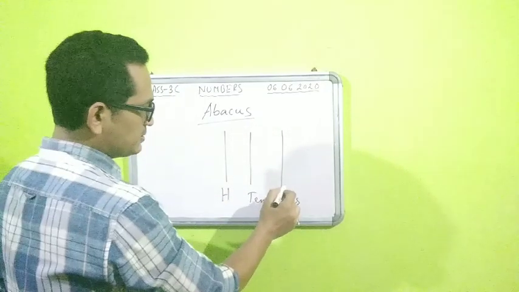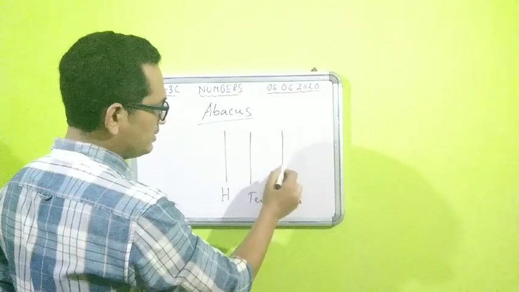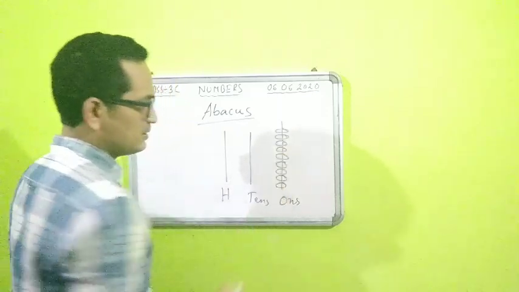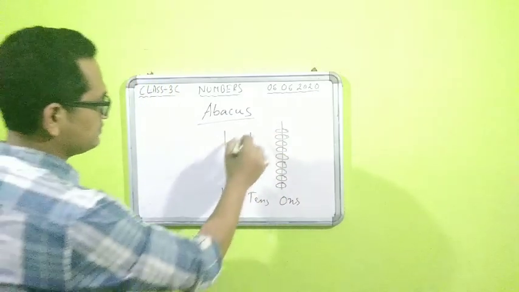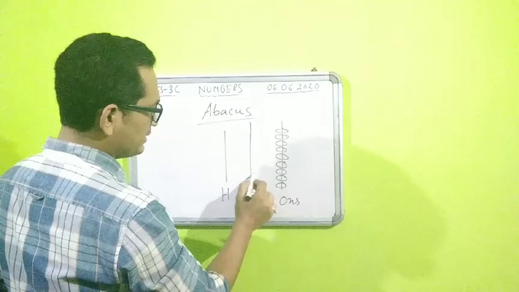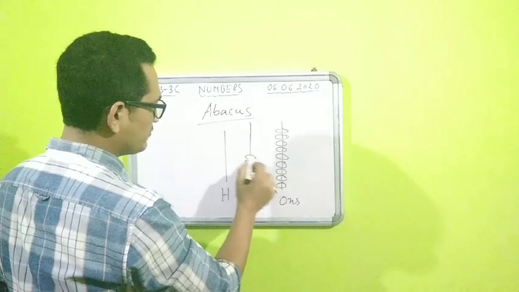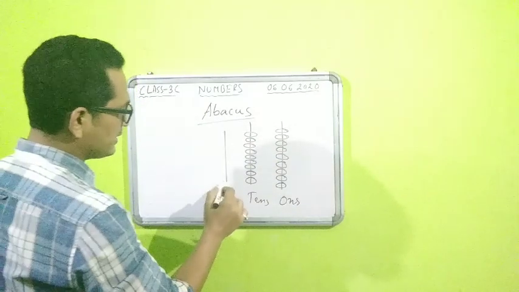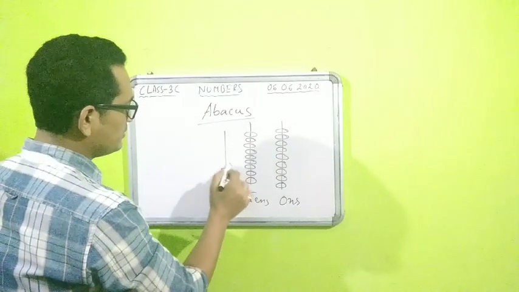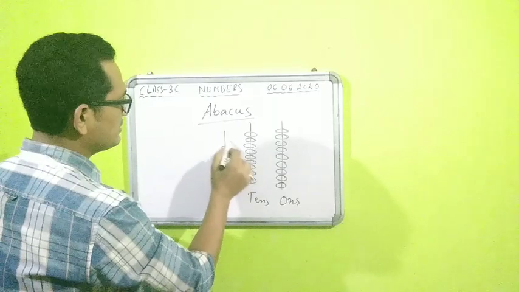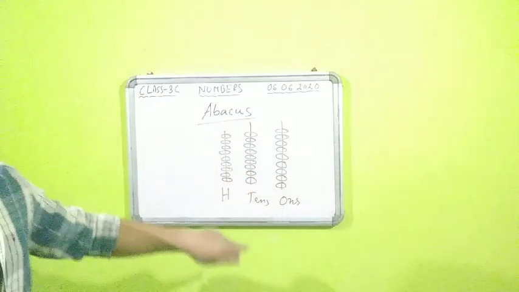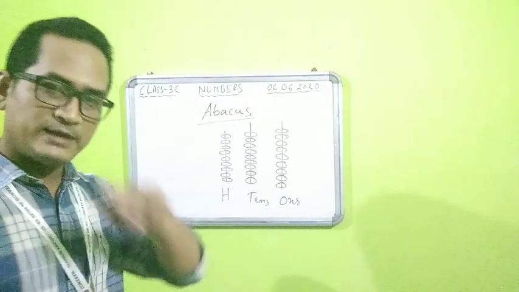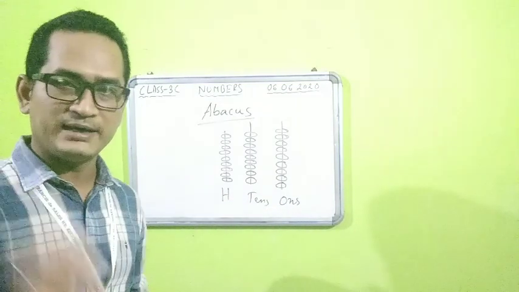Now here if I put 9 beads, 1, 2, 3, 4, 5, 6, 7, 8, 9. So I have put how many? 9 beads. Then here also I will put 9. Here also 9 and here also I will put 9. So here students, I have put how many beads? In ones place 9 small beads are there, tens place also 9 small beads, and in hundreds place also 9 small beads are there.